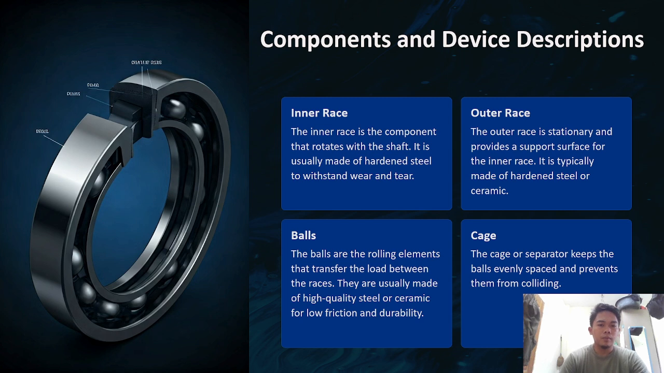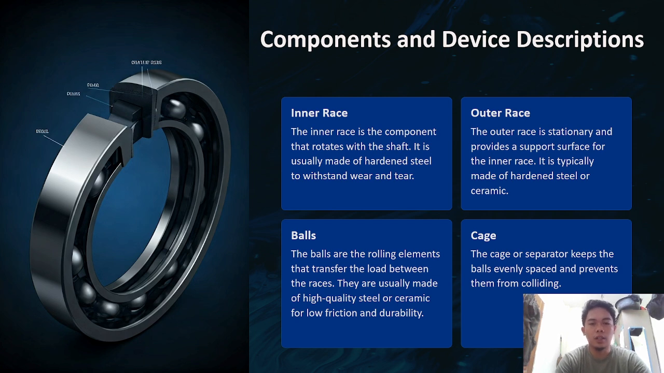So let's move on to the components and the device descriptions. We have four components in the ball bearing. The first one is the inner race, the outer race, balls, and the cage. The first one, the inner race.